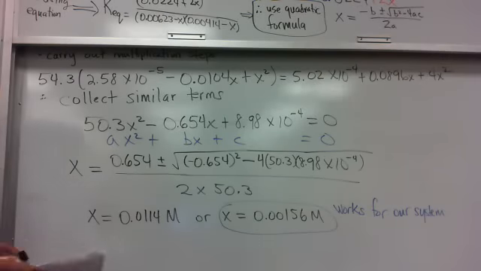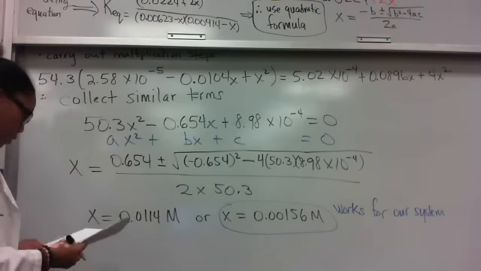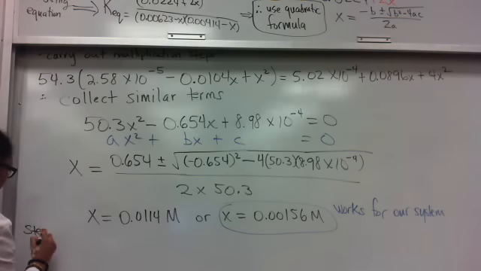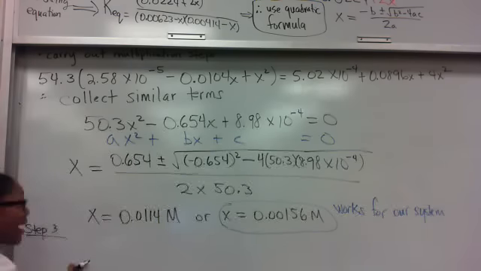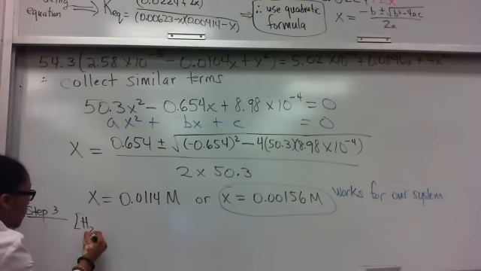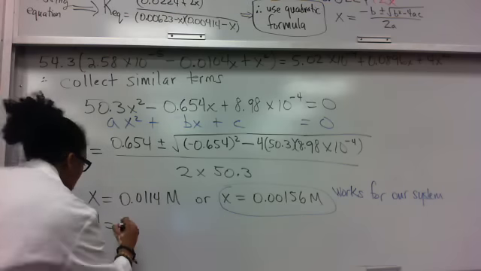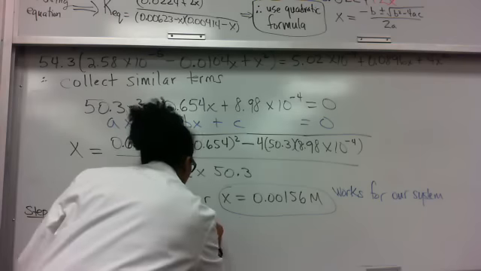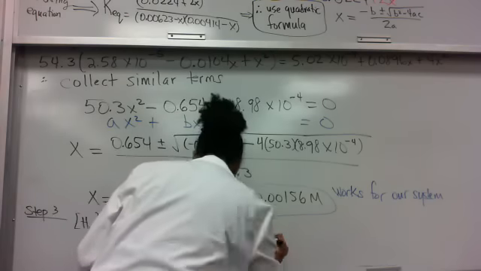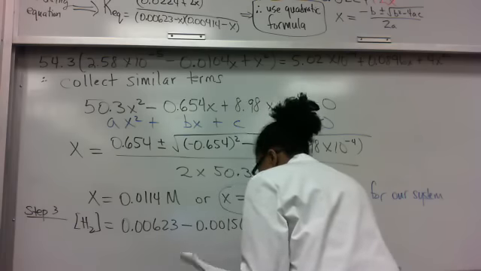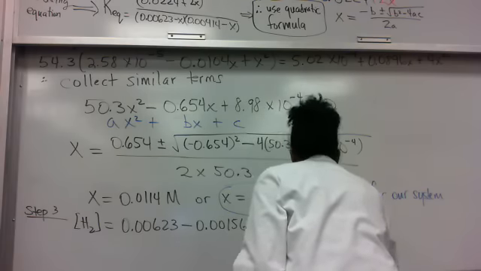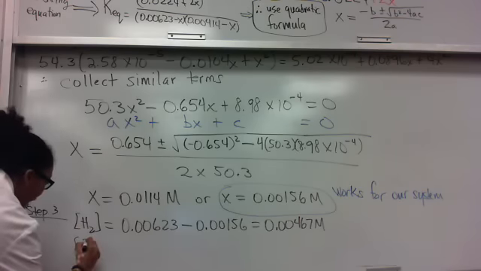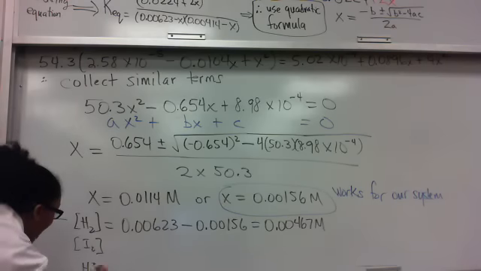So this is the correct answer, so now we simply plug it back in. This would be the last step. So I'm going to just say step 3, because there's a lot of steps with this. We have H2 is equal to 0.00623 minus 0.00156, which gives us 0.00467 molar. This is again at equilibrium, okay, by 2, and we got HI.